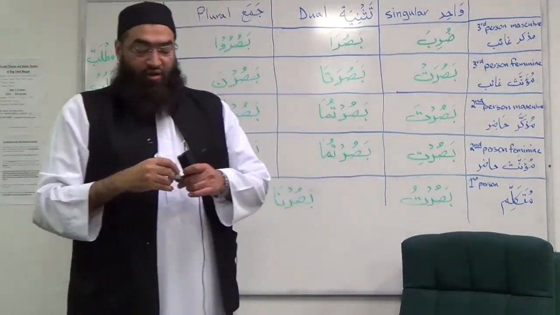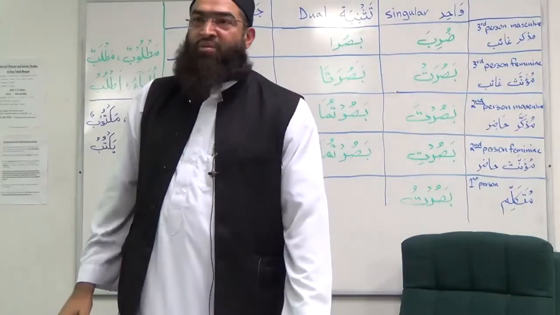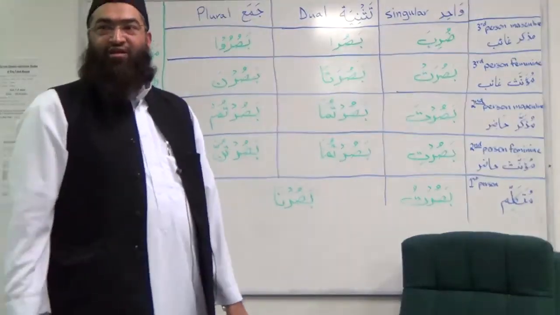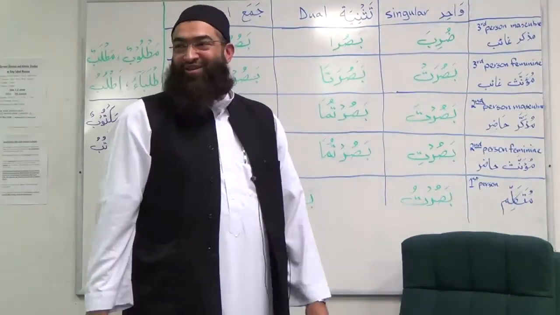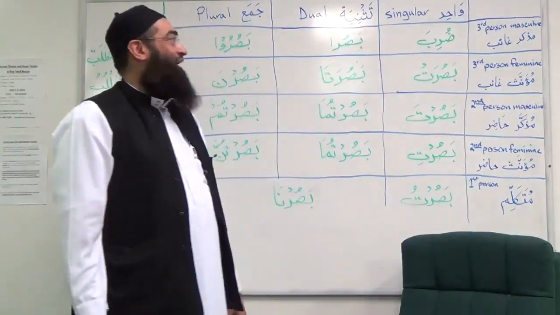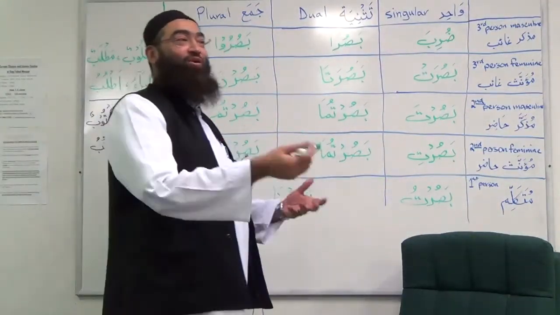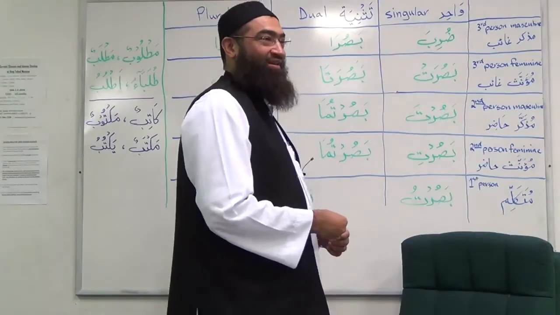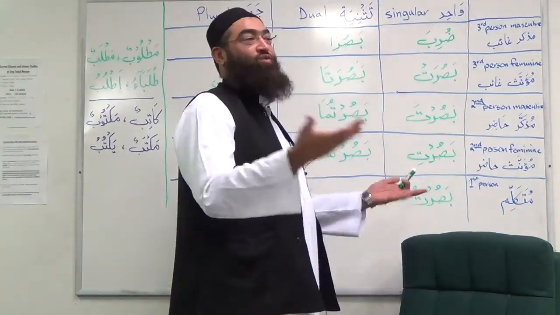ضُرِبَ. I don't like using the word darab, hitting. There's too much hitting and violence going on in the world. So I like using words like kutiba, he wrote, or he praised one another.